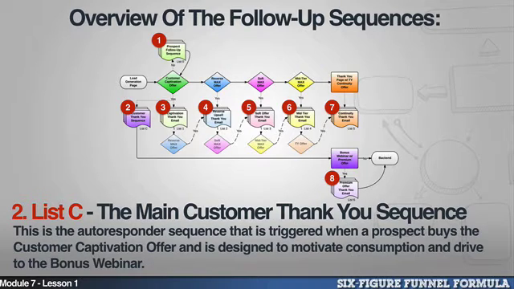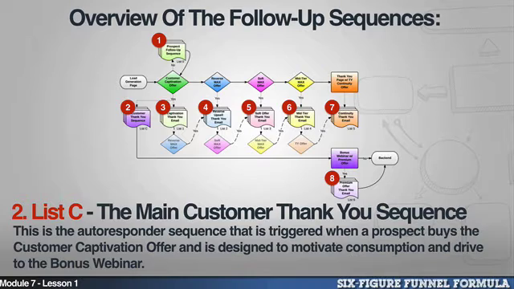The second follow-up sequence that we have is what's called list C. And it's called list C because it's your main customer thank you sequence. Now, this autoresponder sequence gets triggered when a prospect buys the customer captivation offer. So in other words, when an individual opts into your traffic captivation page, comes to your customer captivation offer, presses the add to cart button, completes the order form, and is now a customer.